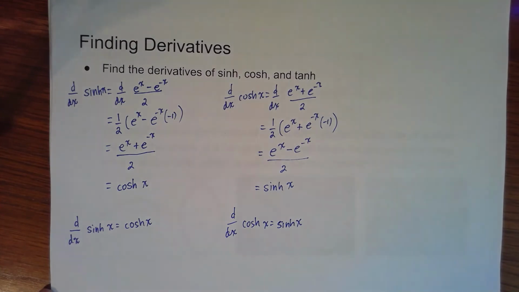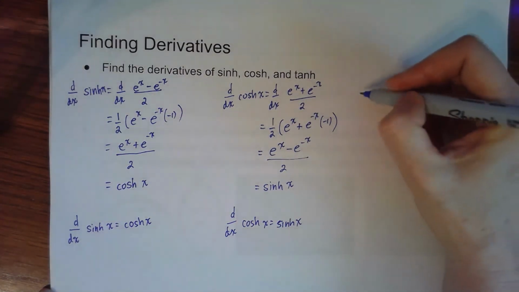Now notice this is different from the circular trig functions. For this one we would have a negative here, and this one would just be plain. Here, there's no negatives in either of them. Just the derivative of the hyperbolic sine is hyperbolic cosine. Derivative of hyperbolic cosine is hyperbolic sine.